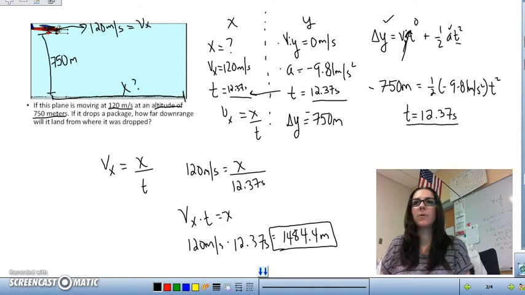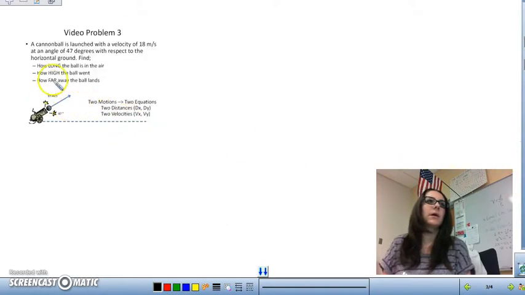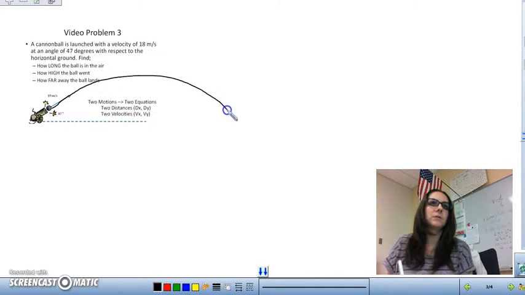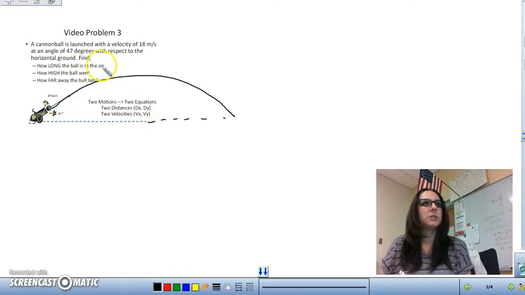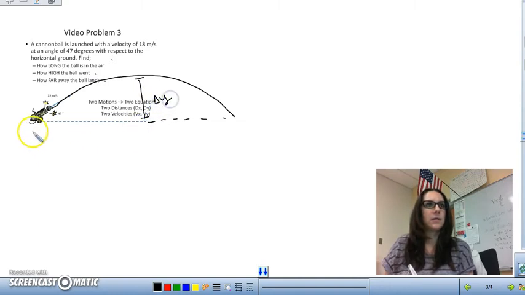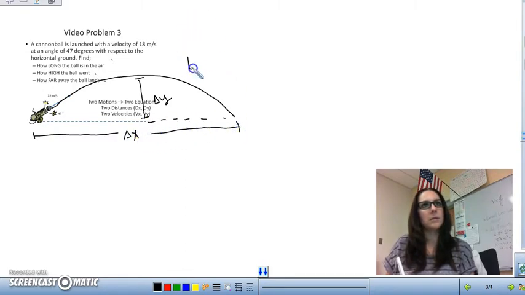Here we go. So now we're going to do an angled problem. No longer is our initial velocity 0. We have to think about that. This is a pretty standard problem. Here's the problem. It's basically doing one of these, right? We can continue this. And the question is how long, how high, how far. So how high? This is our delta y. How far? Delta x. Then t, how long.